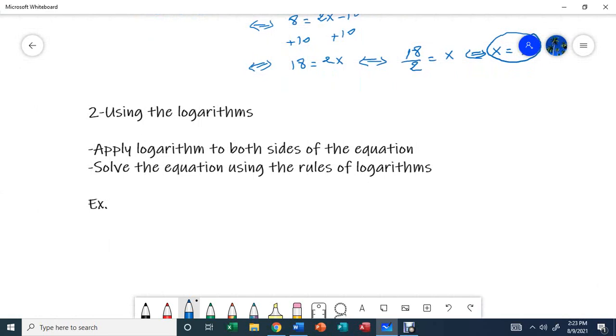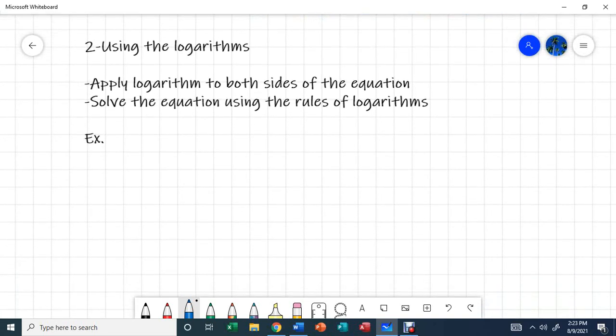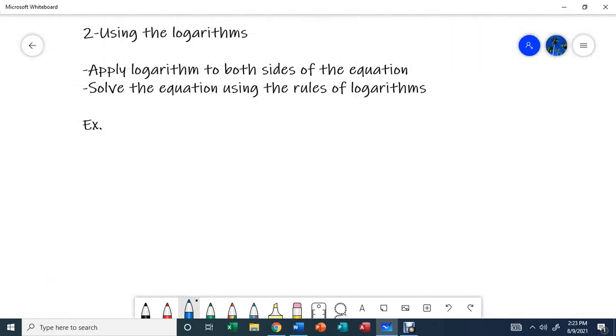There are 2 steps to this technique. Apply the logarithm to both sides of the equation, then solve the equation using the rules of logarithms. So let's do a couple examples here. For example, we try to solve 2 to the x equals 3 to the x minus 1. And if you see, I don't have the same base here. This is 2 and this is 3.